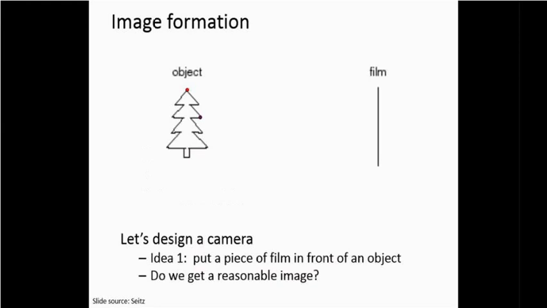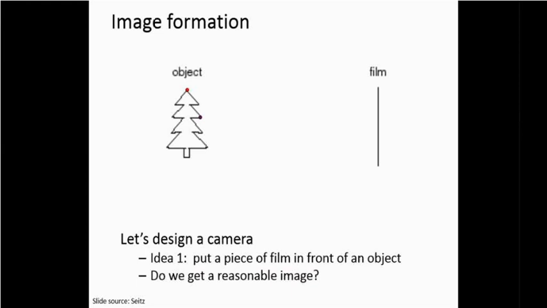So first, let's talk about image formation from the geometric point of view. So let's say, as a very simple idea, what would happen if you just took a film and you held it up to the scene? Then what would you see on that film? So let's say the tree is the scene here. What would you see on the film in this case? Yes? A blurred image. Right.